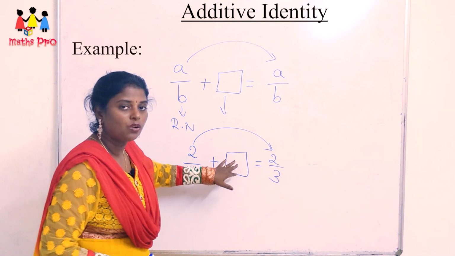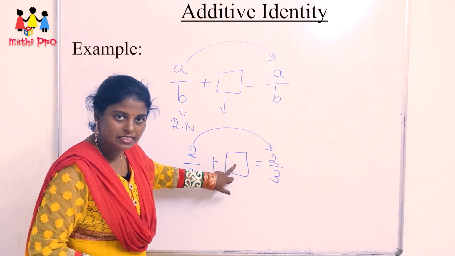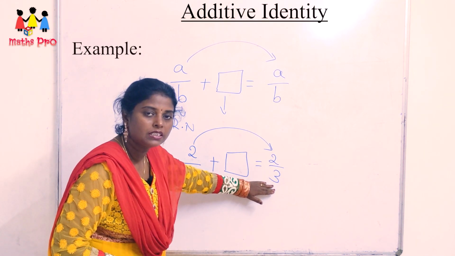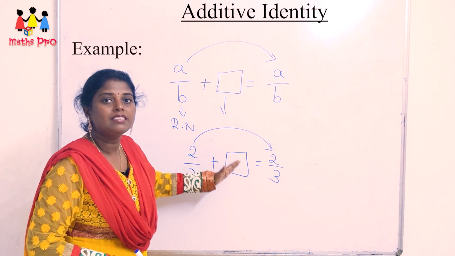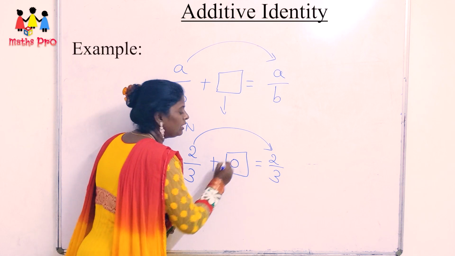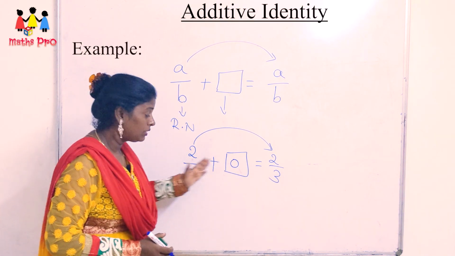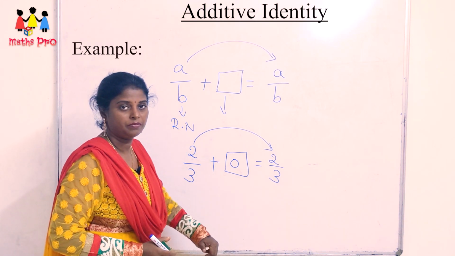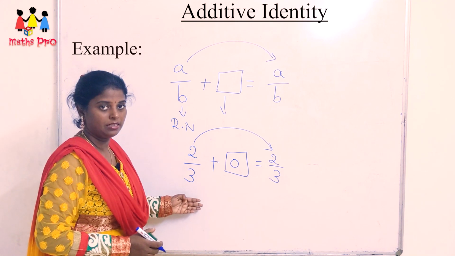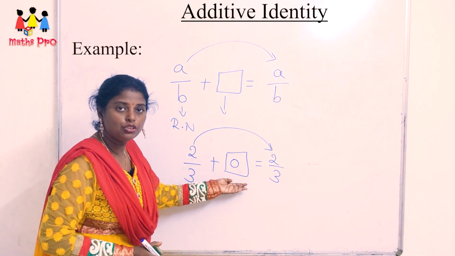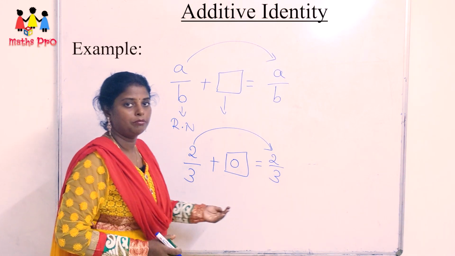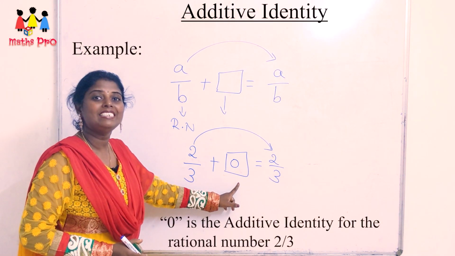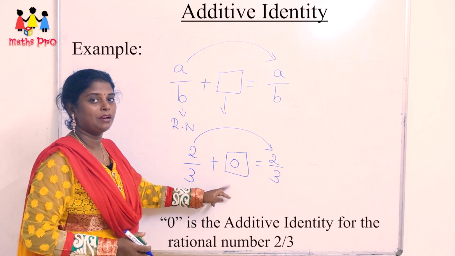So here we need to add a number so that if you add it with 2 by 3, it gives the same 2 by 3. So what may that number be? It is 0. 0 is the only number which, if you add it with 2 by 3, gives the same rational number 2 by 3. Not only 2 by 3, for any rational number, if you add 0, you will get the same rational number. So here 0 is the additive identity for the rational number 2 by 3.